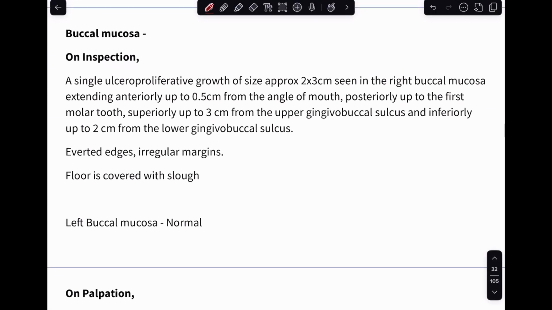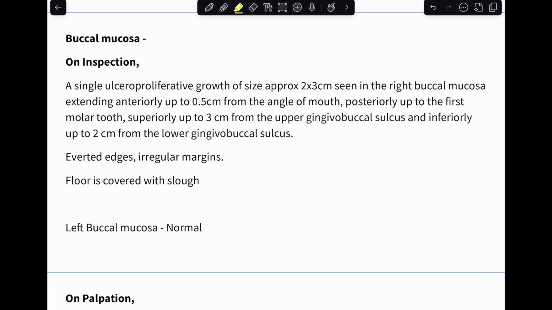On inspection of the buccal mucosa, we have noted a single ulceroproliferative growth of size approximately 2 into 3 centimeter in the right buccal mucosa, extending anteriorly up to 0.5 centimeter from the angle of the mouth, posteriorly up to the first molar tooth, superiorly up to 3 centimeter from the upper gingivobuccal sulcus, and inferiorly up to 2 centimeter from the lower gingivobuccal sulcus. Everted edges and irregular margins. Floor is covered with slough. Left buccal mucosa is normal.